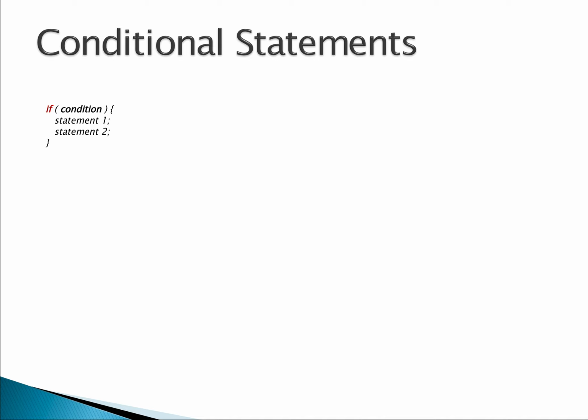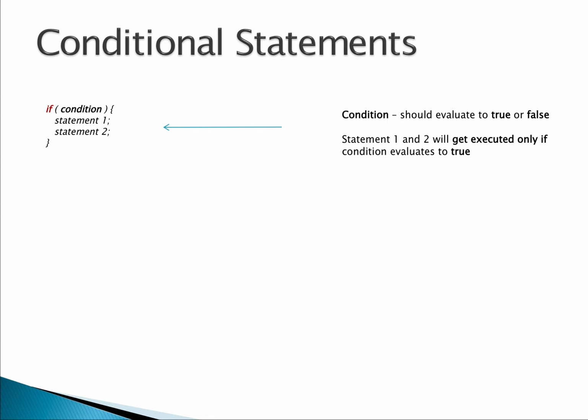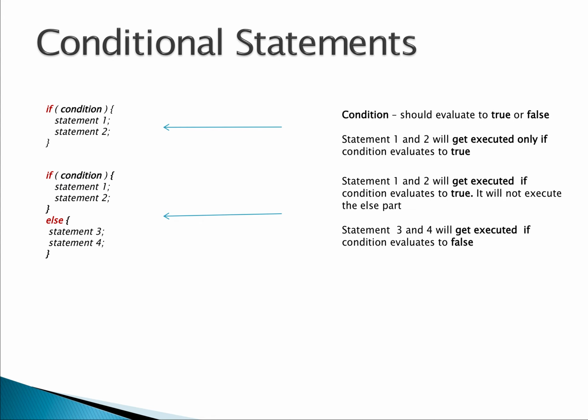If the condition is true, then only statement 1 and 2 are going to be executed in this scenario. If the condition is false, it is not going to execute statement 1 and 2, and it is going to come out after that block, which is represented with the curly braces. In the if else case, if the condition is true, then statement 1 and 2 are going to get executed. If not, statement 3 and 4 are going to get executed if the condition evaluates to false.